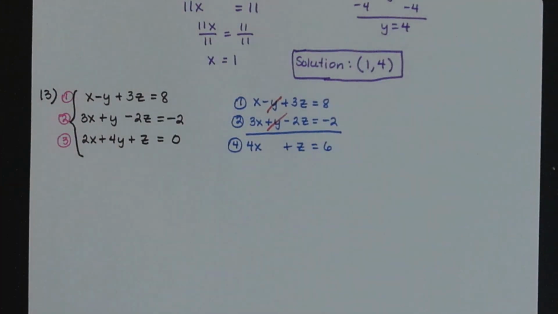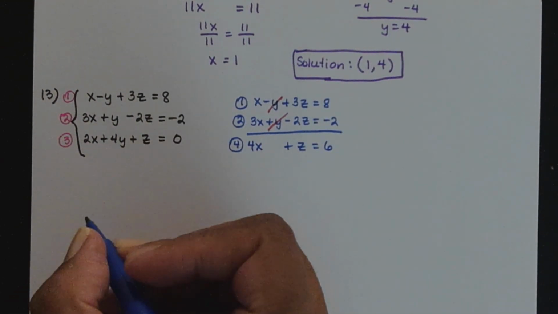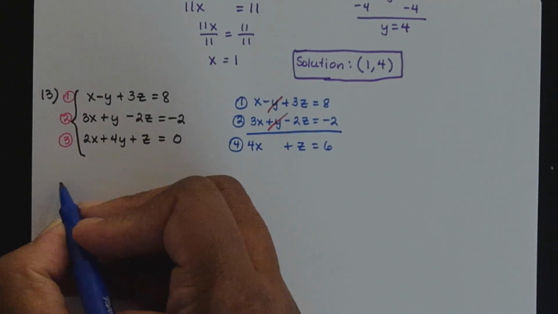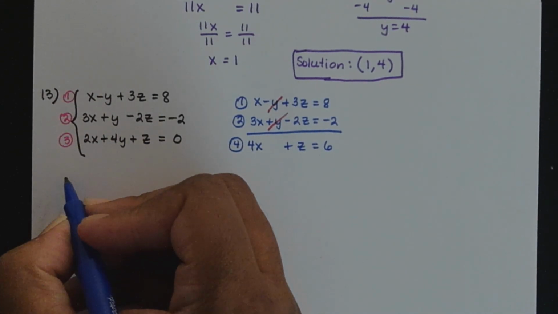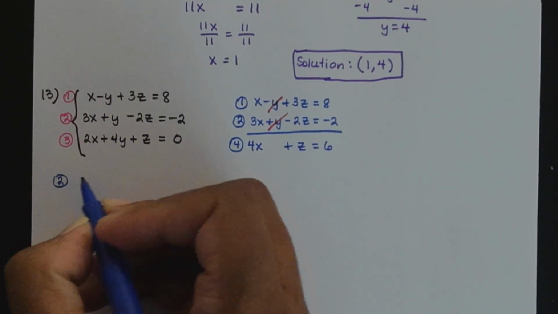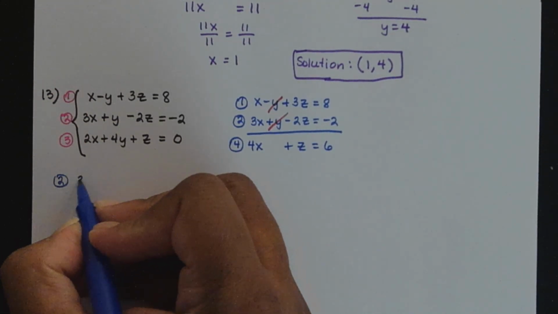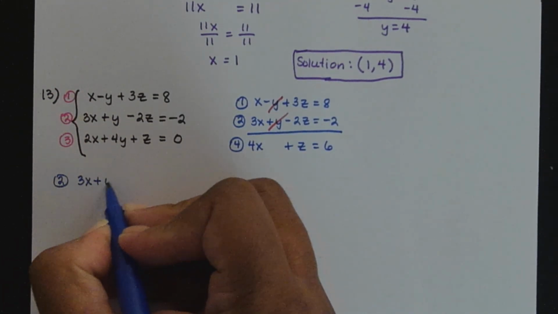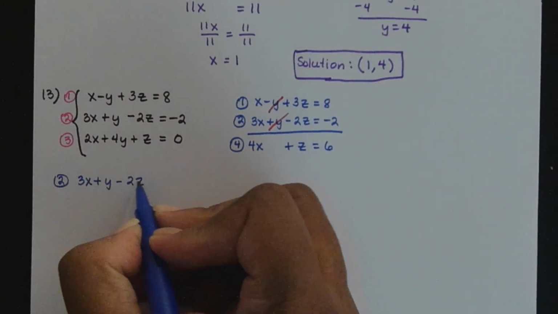Now I need to pick another pair of equations and eliminate that same variable. So here, the next pair of equations I pick, I have to eliminate the y. So which other two equations would you want to work with? Let's try, which one? 2 and 3. Okay. Let's see how this is going to work out.